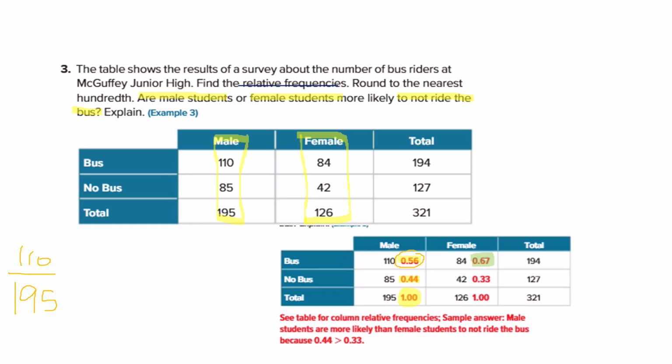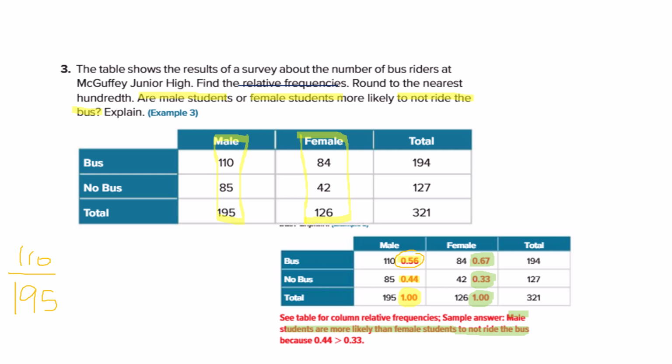In the females, you got 0.67, 0.33, and when you add both the frequencies, it will always come to 1. So the conclusion here is that male students are more likely than female students not to take the bus. How do we interpret this information?